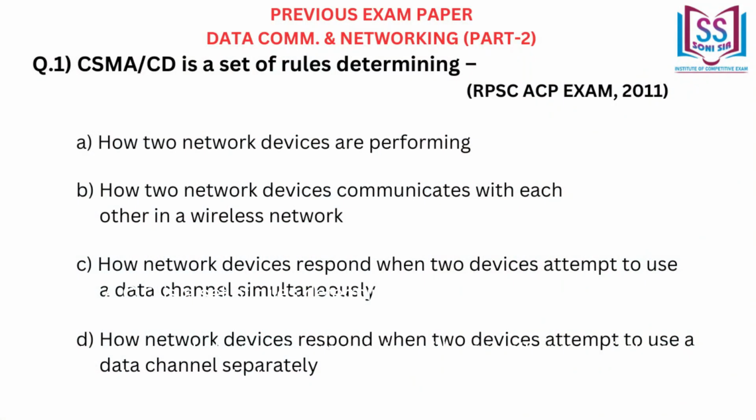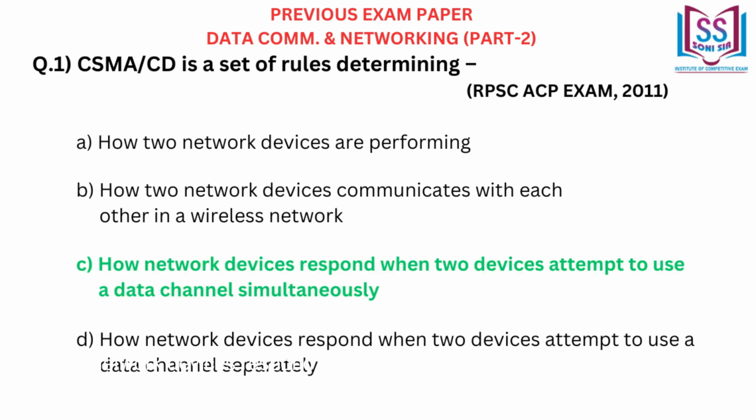CSMA/CD is a set of rules determining: A. How two network devices are performing. B. How two network devices communicate with each other in a wireless network. C. How network devices respond when two devices attempt to use a data channel simultaneously. D. How network devices respond when two devices attempt to use a data channel separately.